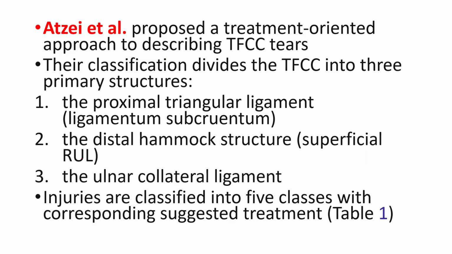Atzei et al. proposed a treatment-oriented approach to describing triangular fibrocartilage tears. Their classification divides the triangular fibrocartilage into three primary structures: the proximal triangular ligament, the ligamentum subcruentum, and the distal hammock structures, the superficial portions, the ulnar collateral ligament. Injuries are classified into 5 classes with corresponding suggested treatment as shown in the following table.